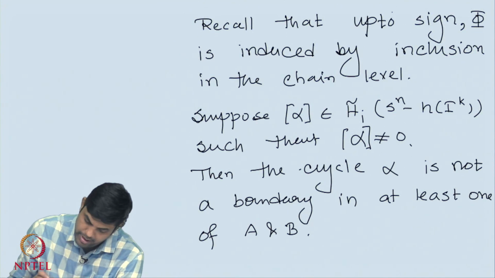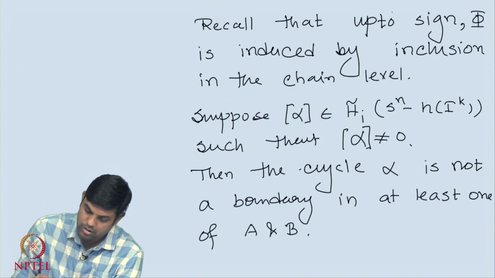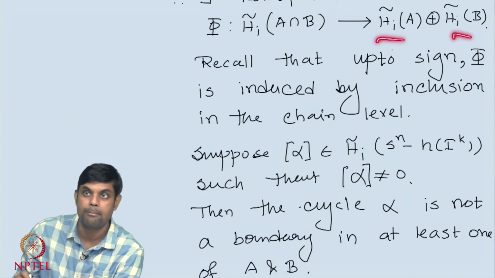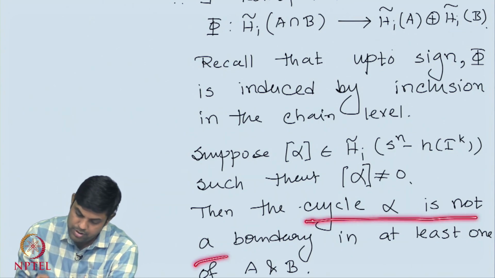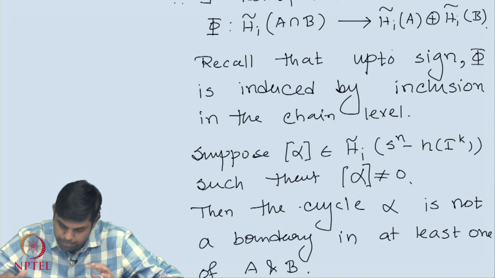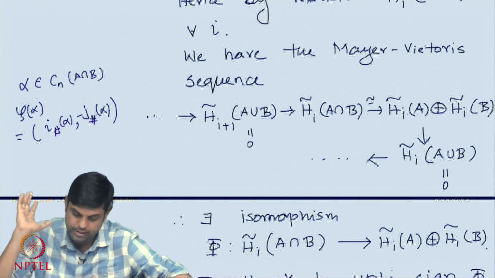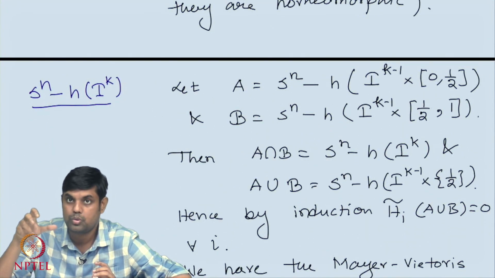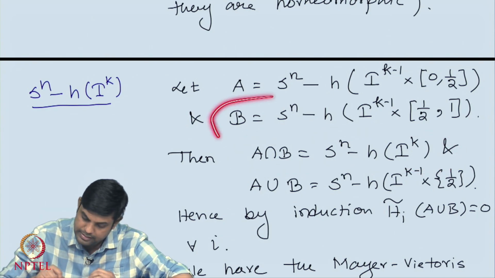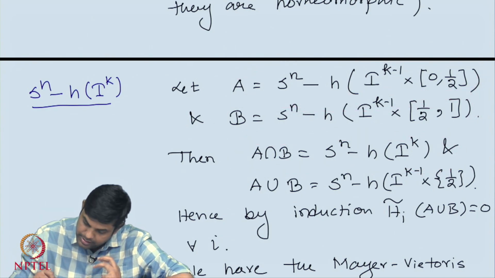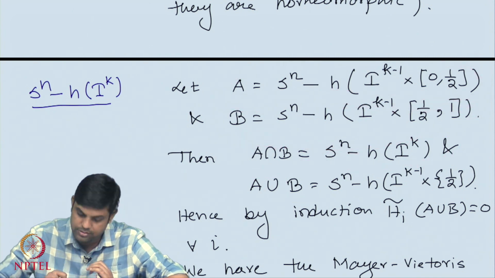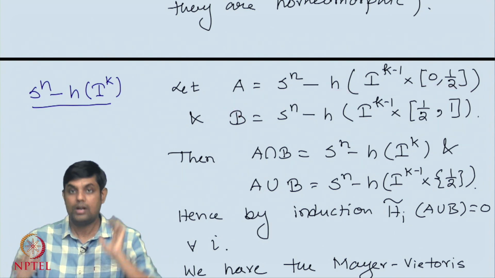So, in particular, if this cycle alpha is non-zero, non-homologous to 0 on the left hand side, it must be non-zero in one of them. In particular, alpha is not a boundary in at least one of A and B. And this is the entire part of the proof or the argument: if I want to show that this thing has a trivial homology, I can prove it using the proof that these two have trivial homology, and if something is non-trivial here in the homology, it must be non-trivial in one of these homologies.